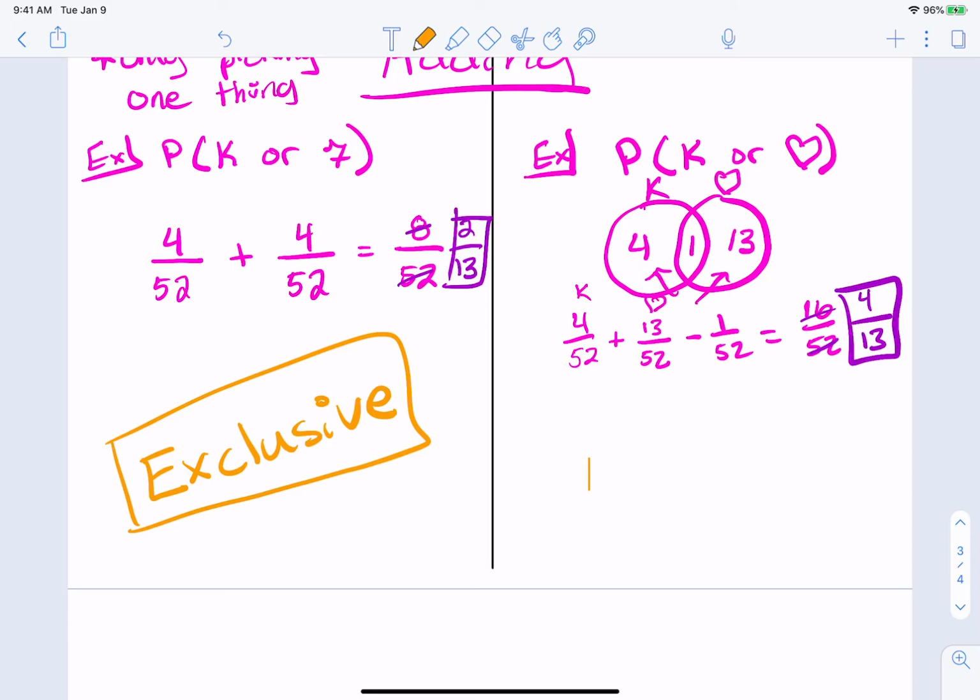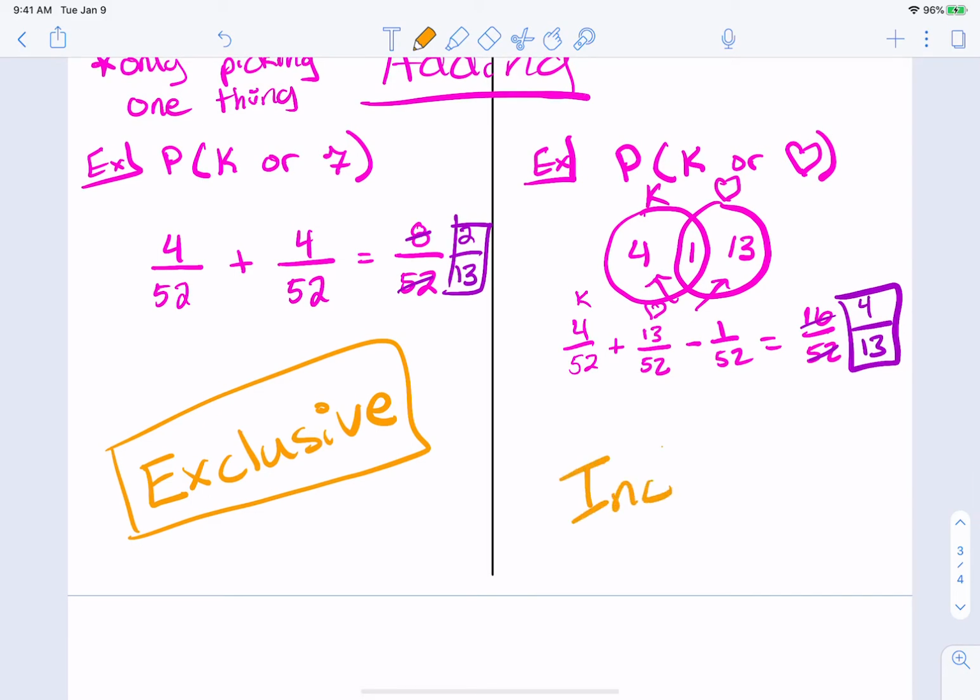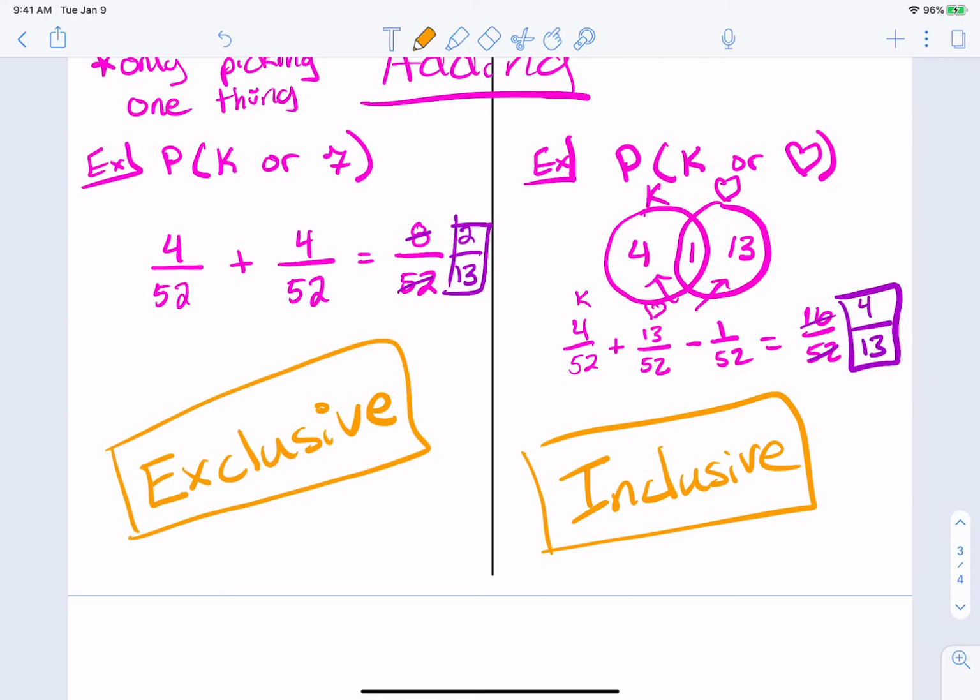Versus the right side example, what is he? You have exclusive and inclusive, okay? In the word inclusive, you see the word include, and that is because there is something included in both pieces, right? Okay? The king of hearts, the one card, is included in both categories, okay?